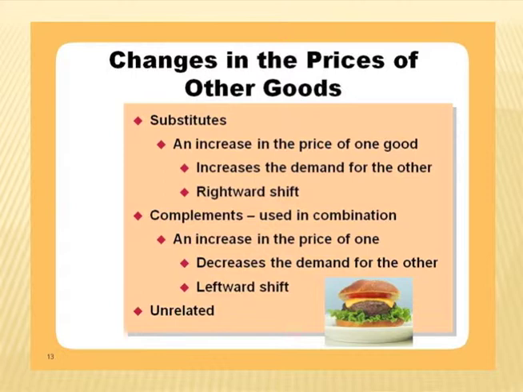Many goods, however, are unrelated, which means the change in price of one good has no impact at all or no effect on the price of the other. So we might think of pizzas and shoes. A change in the price of pizzas doesn't have any impact on the demand for shoes, or a change in the price of shoes has no effect on the demand for pizzas.